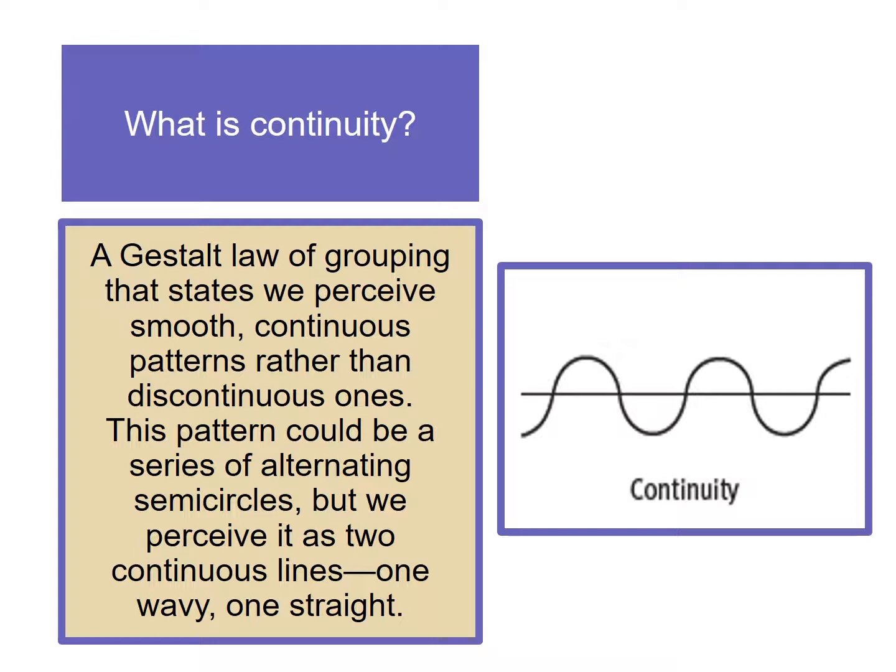Continuity is a Gestalt law of grouping that states we perceive smooth, continuous patterns rather than discontinuous ones. So this is really cool. This pattern could be a series of alternating semicircles, but we don't perceive it that way. We see it as 2 continuous lines. One is a wavy line and one is a straight line. We don't see it as half circles that are alternating.